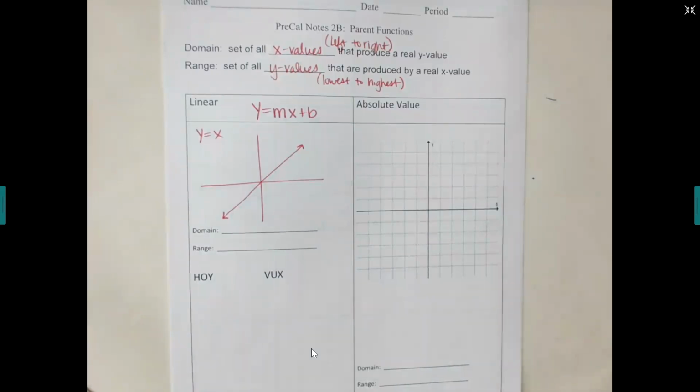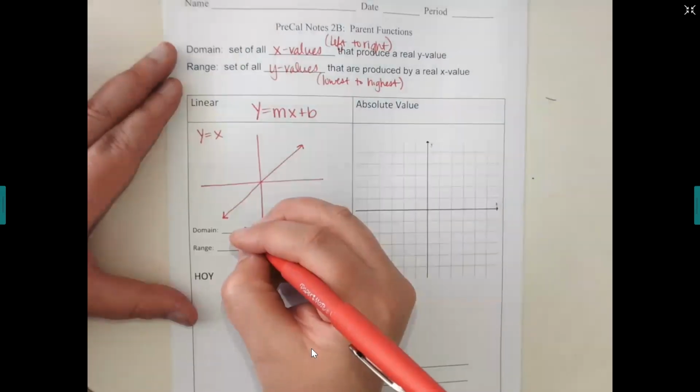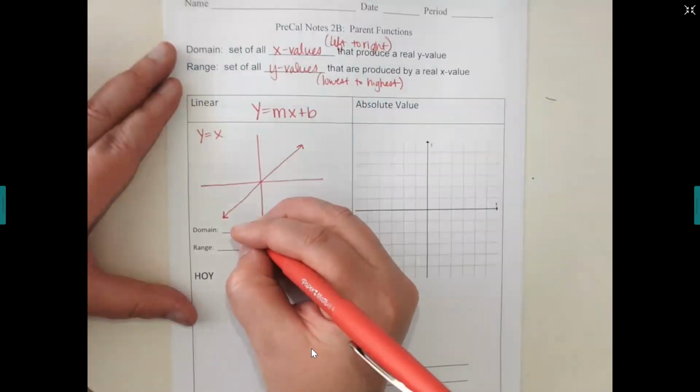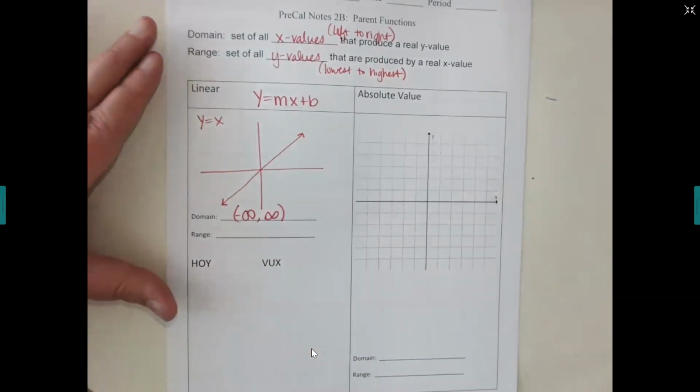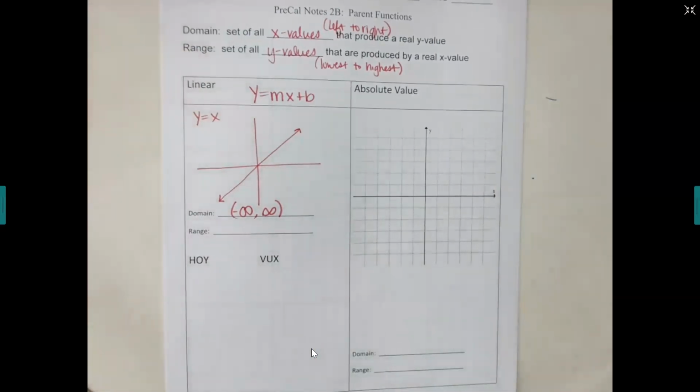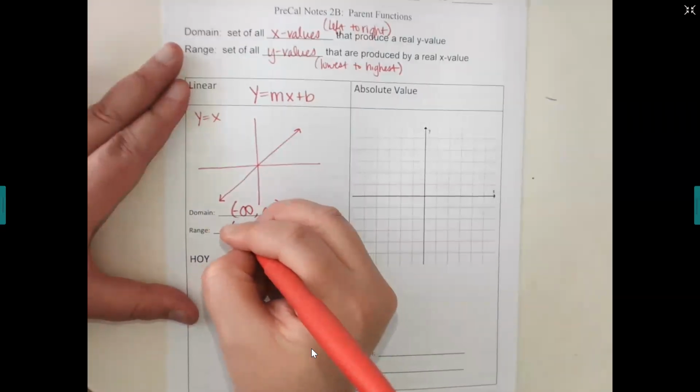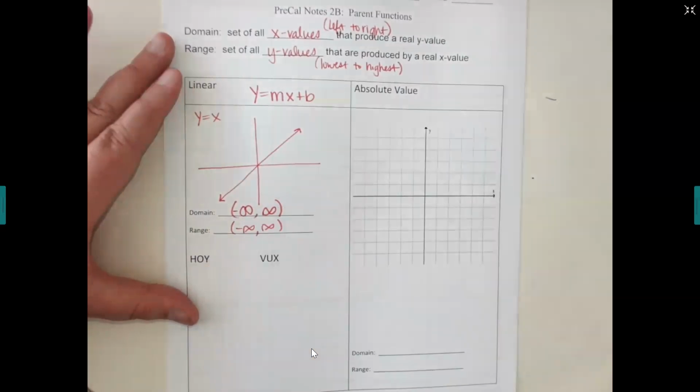So to the left, this keeps going and going and going. To the right, same thing. Then for your domain, you would put all real numbers or negative infinity to positive infinity. Now for your range, remember we're measuring lowest to highest. But what's the lowest that this goes? Well, if it's got an arrow, it goes all the way down to what? Negative infinity. And the highest is going to be what? Positive infinity. So your domain and range for that are basically the same.